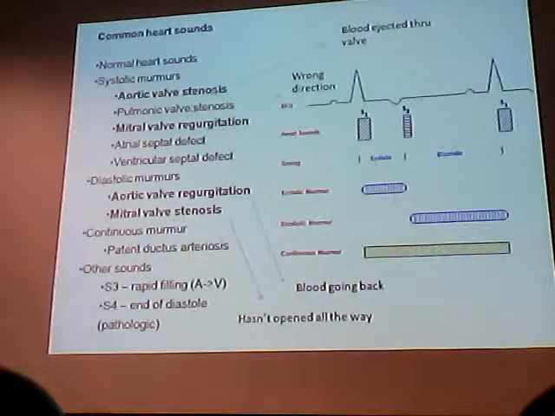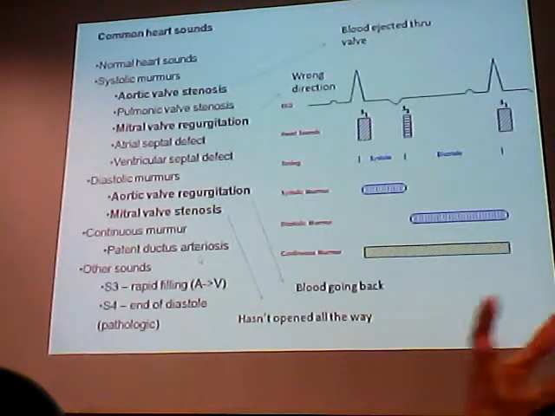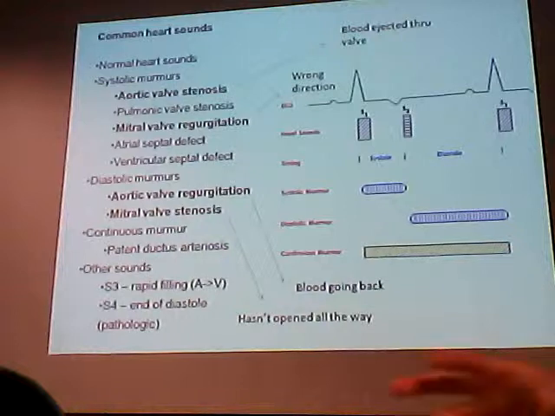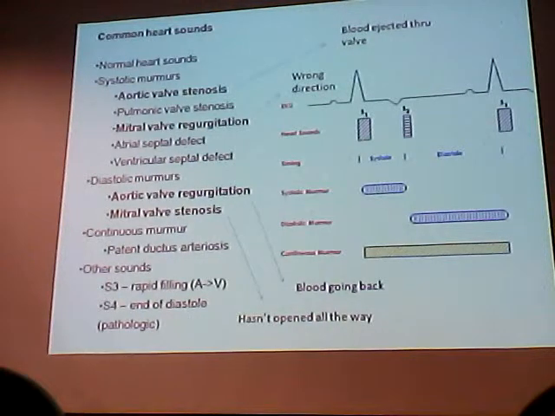And basically, depending on where you see a problem and what kind of problem it is, you classify it as either a systolic or a diastolic murmur. And so stenosis, remember, blood can't get through as easily. Regurgitation, wrong direction. And then continuous murmur, you'll talk about something called a patent ductus arteriosus. So a duct is always open, so you're hearing blood going through all the time.